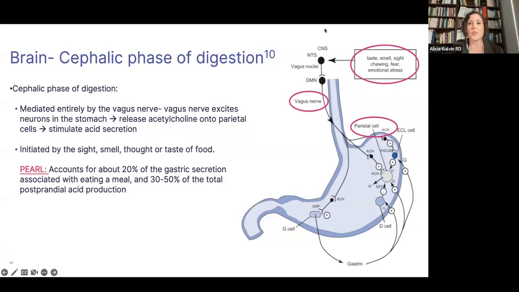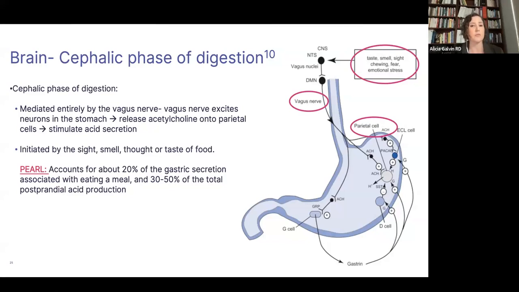Okay, so the brain is important to digestion, not because of the gut-brain axis only, but because of this thing called the cephalic phase of digestion. The cephalic phase of digestion, I think we sometimes forget about. But if we look at some clinical pearls, 20% of our gastric secretions happen before we've even eaten a meal. It's mediated entirely by the vagus nerve.